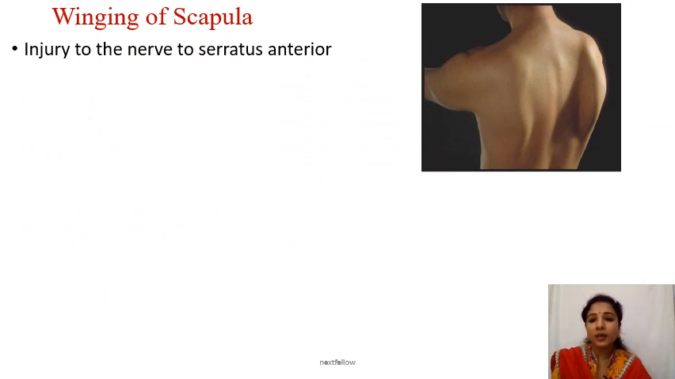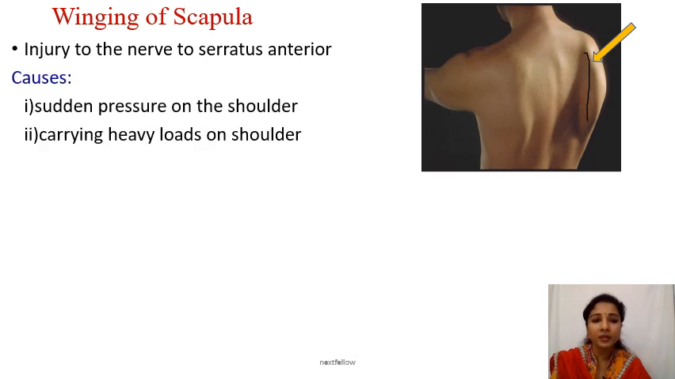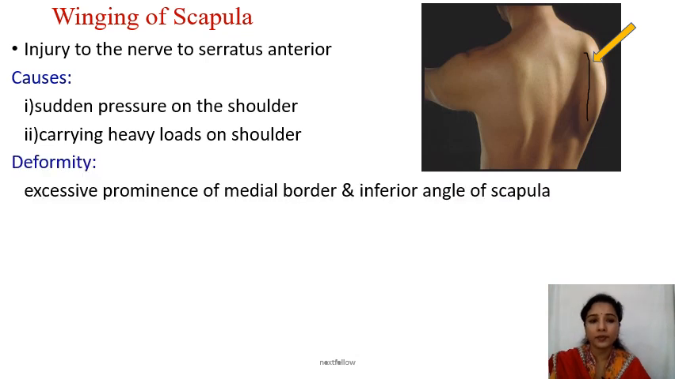Winging of scapula: the medial border of the scapula becomes prominent when you ask a person to push against the wall. That is because of paralysis of the serratus anterior muscle. You can see the medial border becomes more prominent there. Sudden pressure on the shoulder or carrying heavy loads on the shoulder causes winging of the scapula because of damage to the long thoracic nerve.